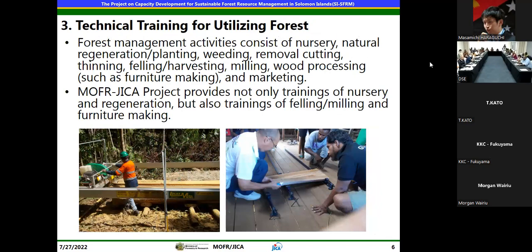Technical training for utilizing forest. Forest management activities consist of natural regeneration, planting, weeding, removal, cutting, thinning, felling, harvesting, milling. The list goes on. The MOFR-JICA project provides not only training of natural regeneration, but also training of felling, milling, and furniture making.